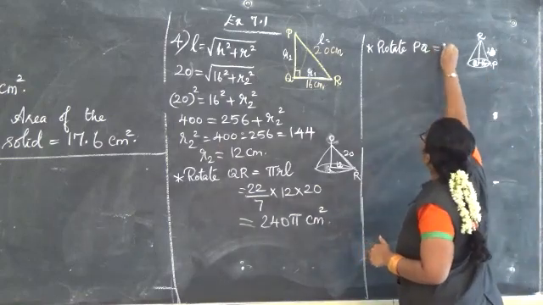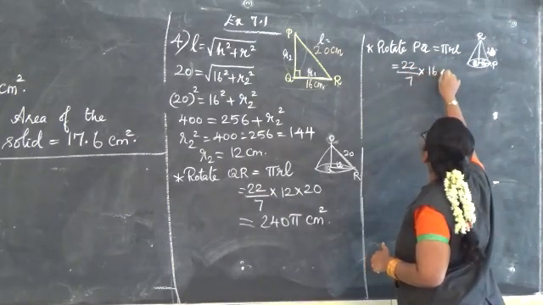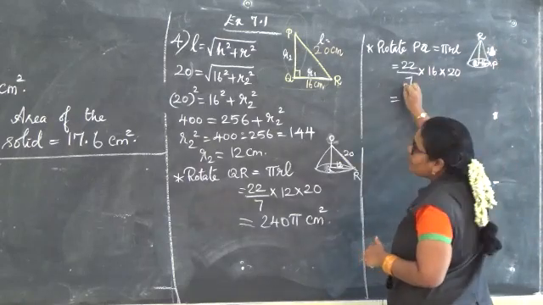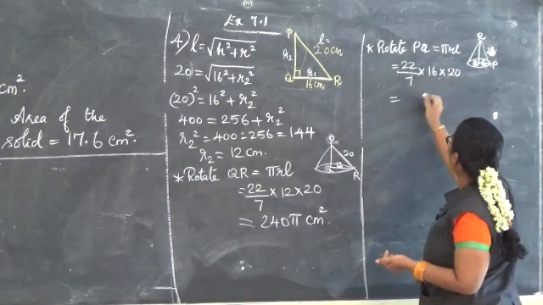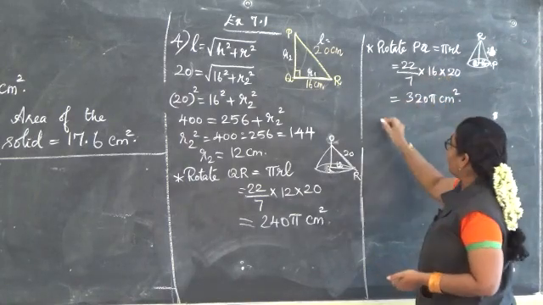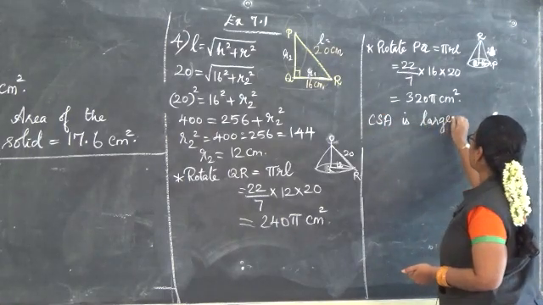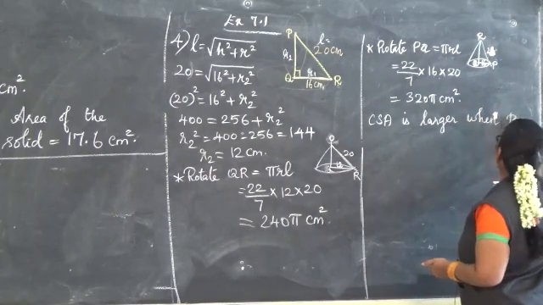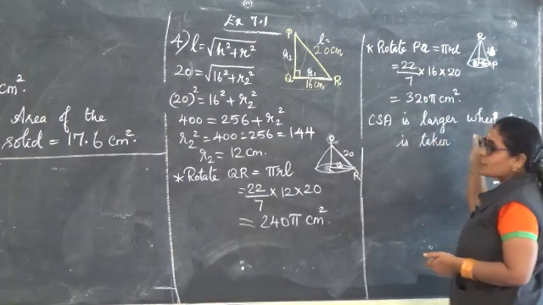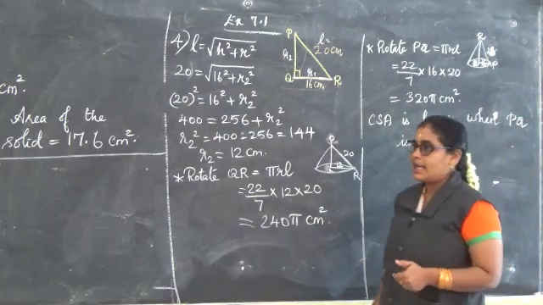So with the same formula, pi r l, which is equal to 22 by 7 into 16 into 20. Again you can't divide this one, so multiply: 320 pi centimeter square. So conclusion, CSA is larger when PQ is taken. When we take PQ as the value, we will be getting CSA as larger.